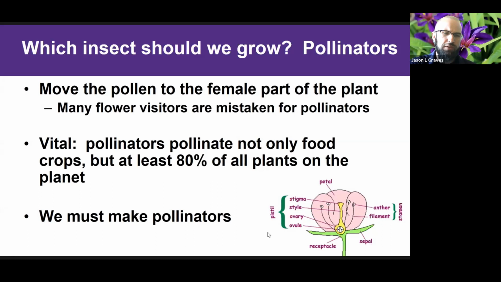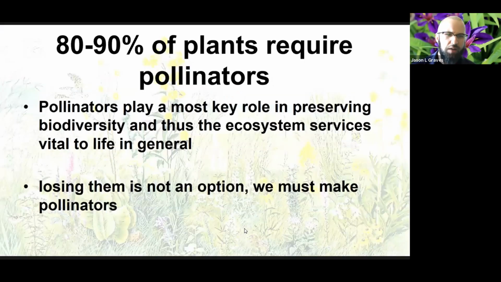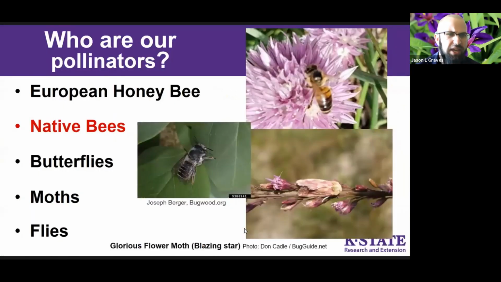And so we've already said that pollinators pollinate not only food crops, but at least 80% of all plants on the planet. So we must make pollinators a priority, since they specifically play a role in biodiversity, ecosystem services, and all the things that we previously discussed with the big picture of things. So with the big picture in mind, I think we're now in a little better place to really dive into a little more specific on pollinators.